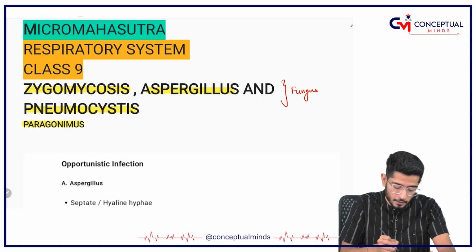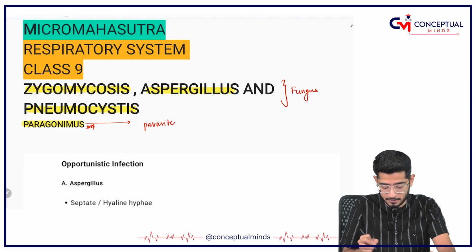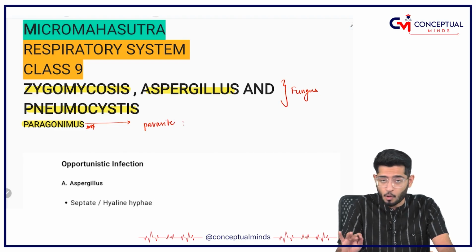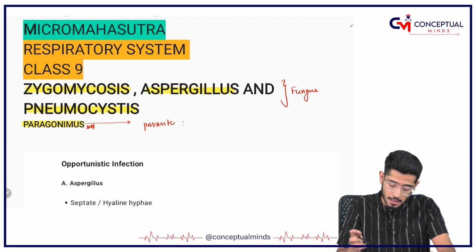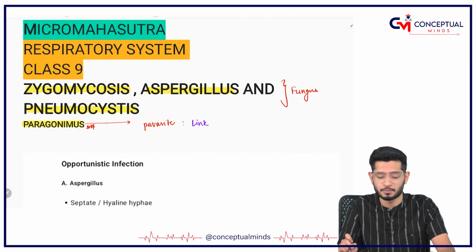Of course, Paragonimus is another important parasite for the respiratory system. But since we have already discussed Paragonimus, I will share the link of the video in the description. But please, my dears, if you are preparing for the respiratory system, do revise that.